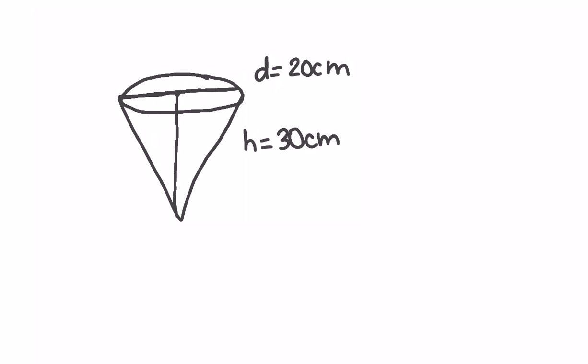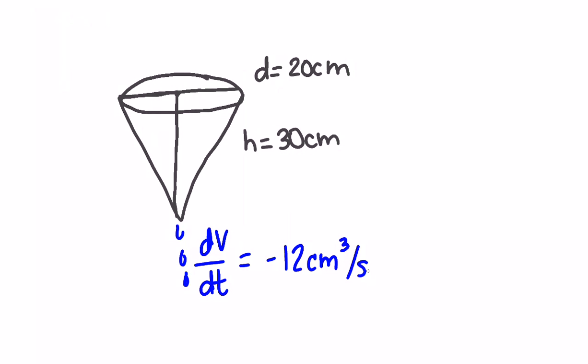It says liquid is falling out of the funnel at a rate of 12 centimeters cubed per second. So let's draw the liquid. We have liquid coming out of the funnel, and that's 12 centimeters cubed per second. Guys, that's a volume, so that is dV over dt. And since it's leaving the funnel, that's a negative rate. That's negative 12 cubic centimeters per second.